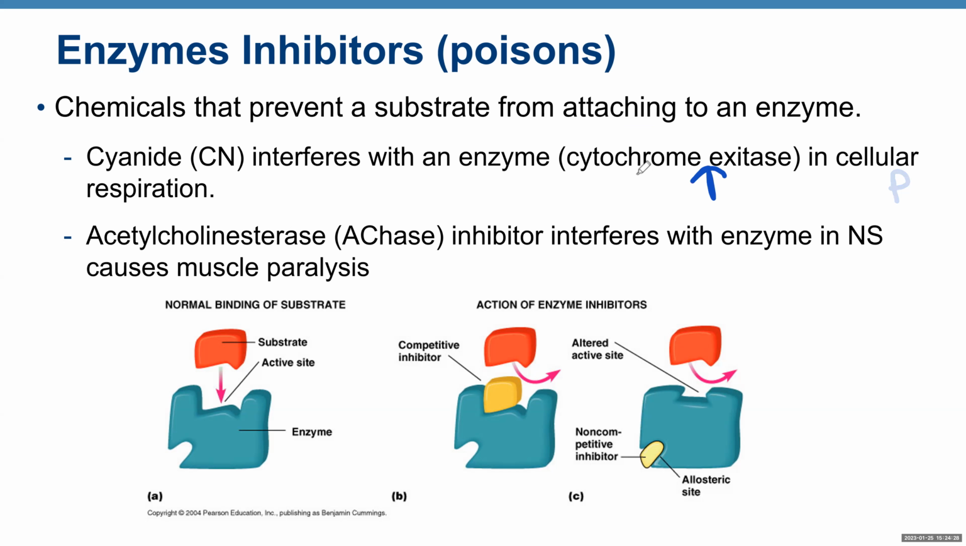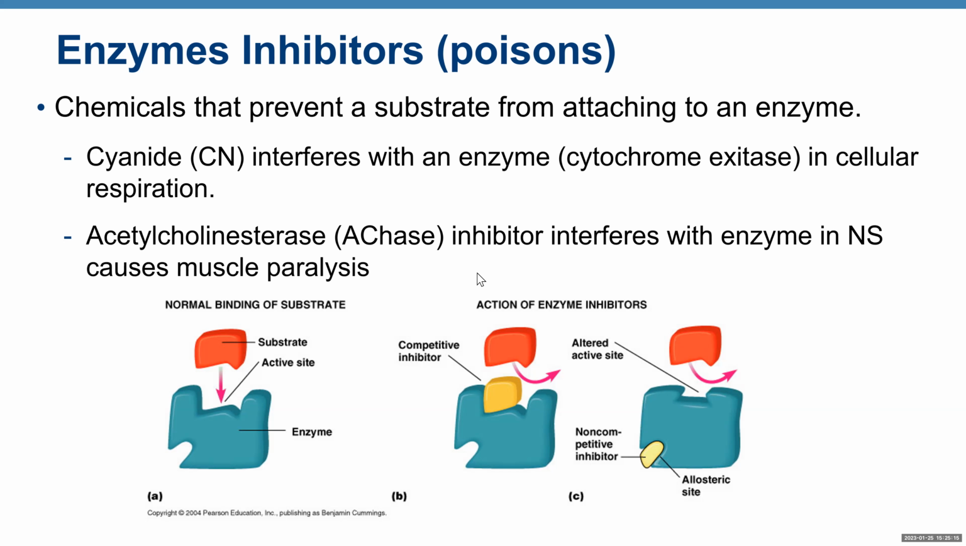So if we deactivate this enzyme, if we make this enzyme non-functional, that's what cyanide does, then our cells cannot make ATP and cells die. That's why if somebody is poisoned with cyanide, they're gonna die very quickly. Another, an acetylcholinesterase inhibitor, interferes with an enzyme in the nervous system and causes muscle paralysis. So it's another inhibitor of this enzyme, acetylcholinesterase, and it causes paralysis in the nervous system.